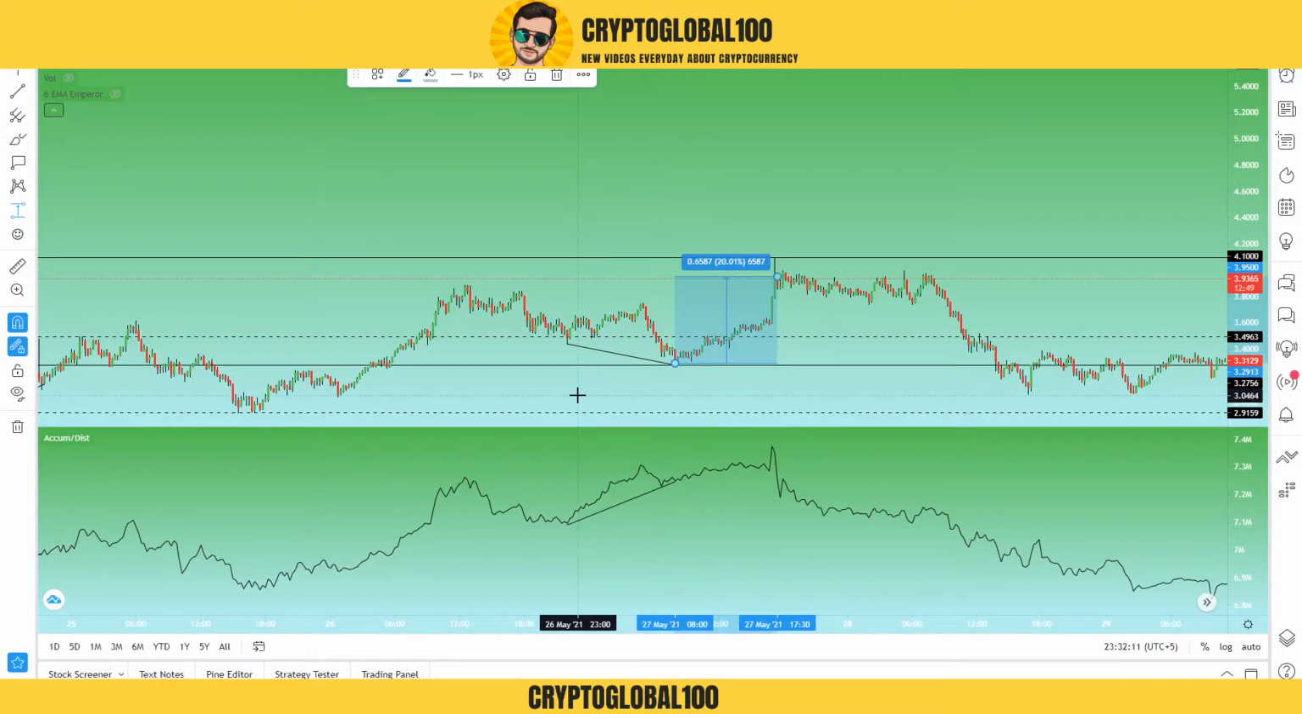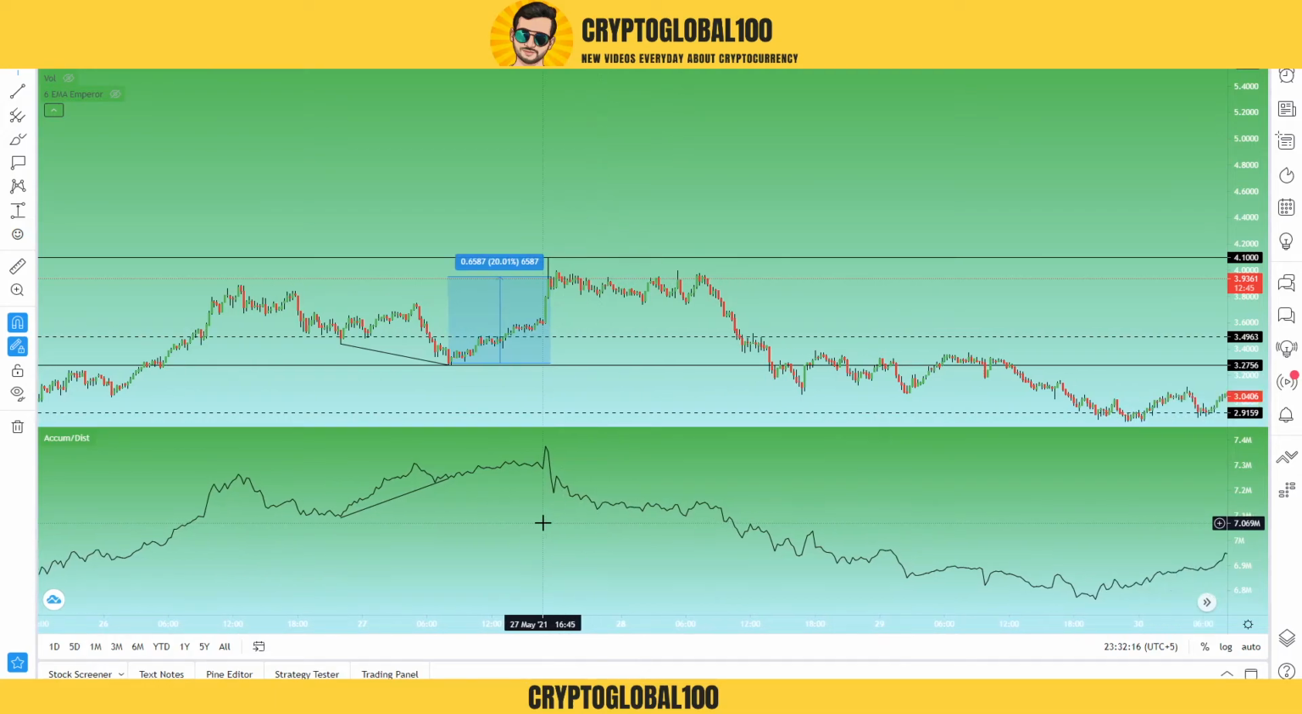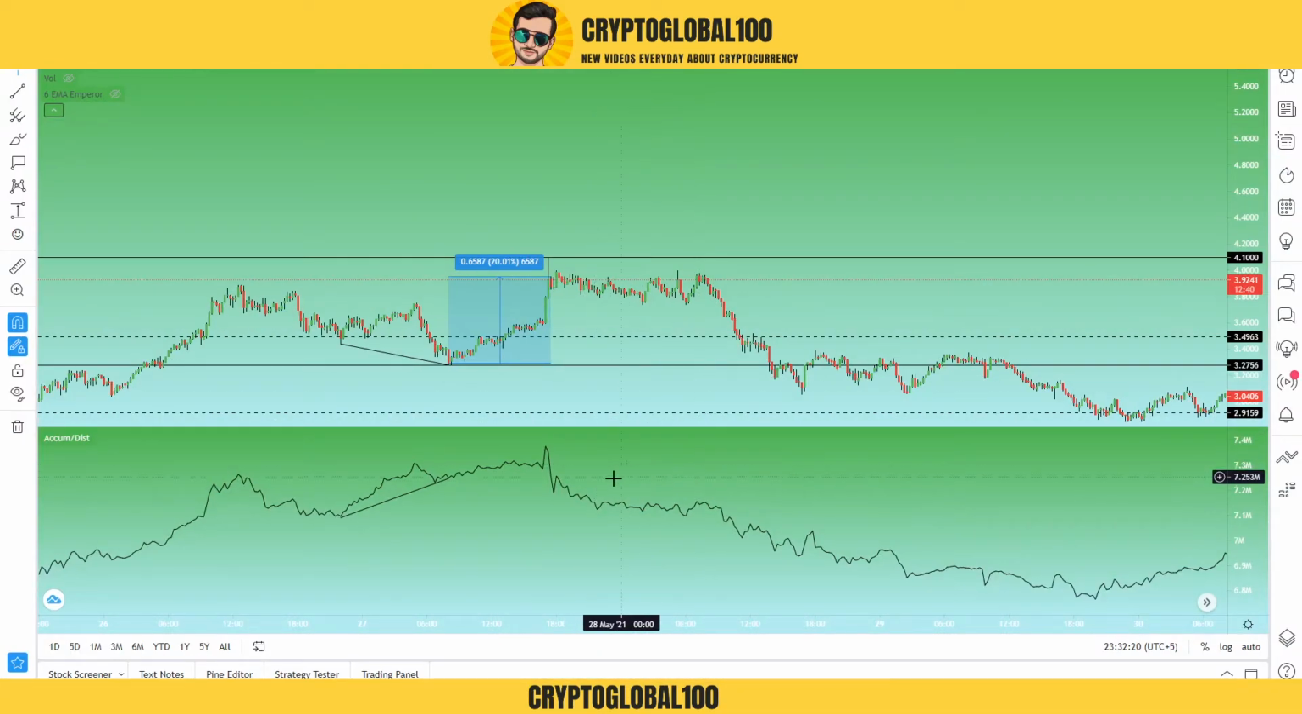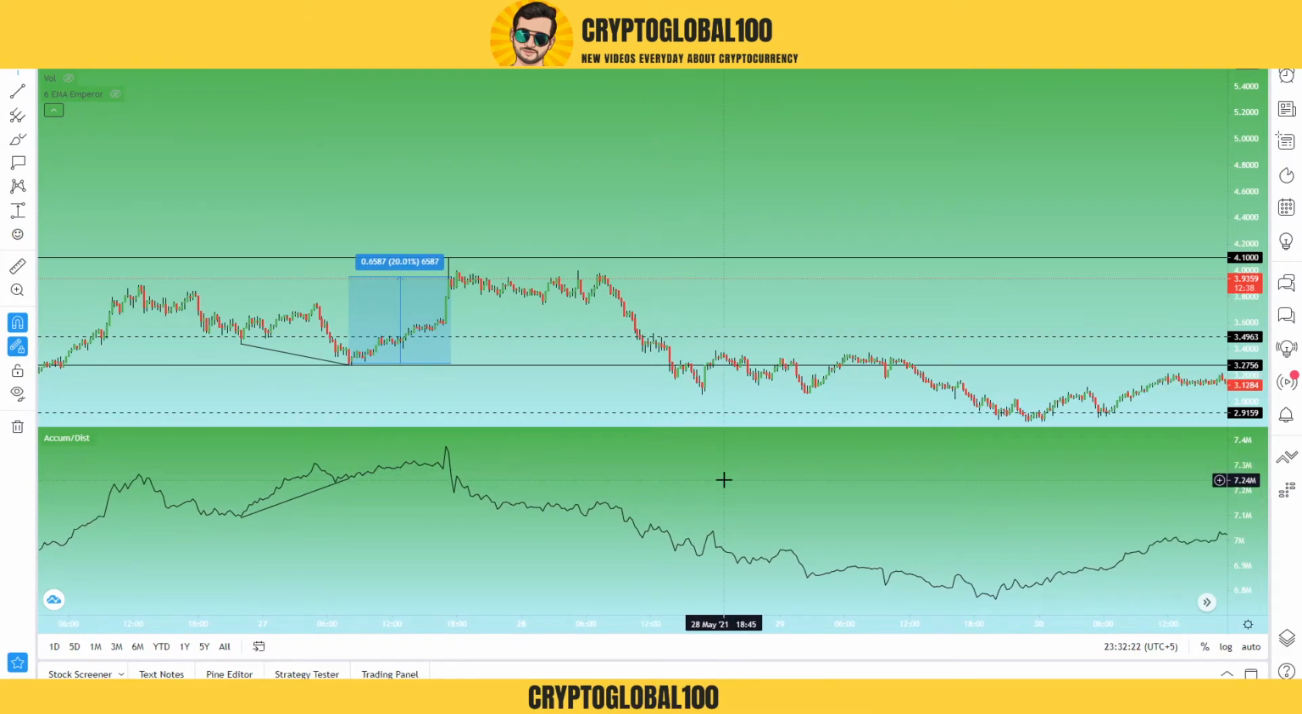And you see, this is how this indicator works. Okay, ADL, this is so important. First you need to plot these areas. This is what's important. Now I'm gonna find some more examples.